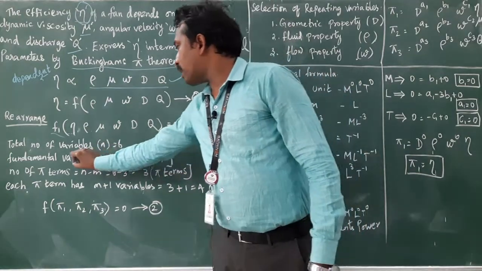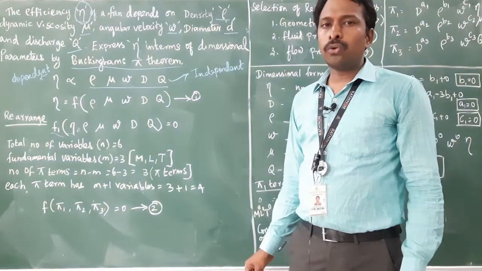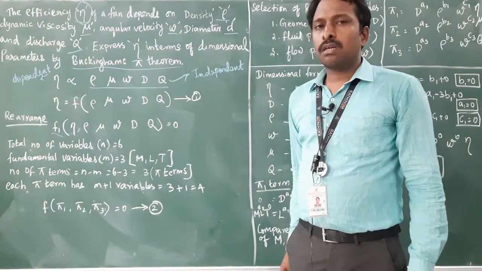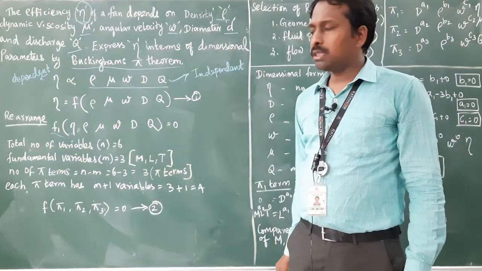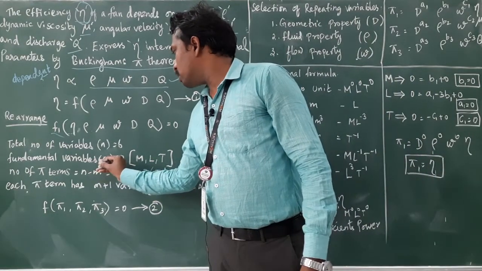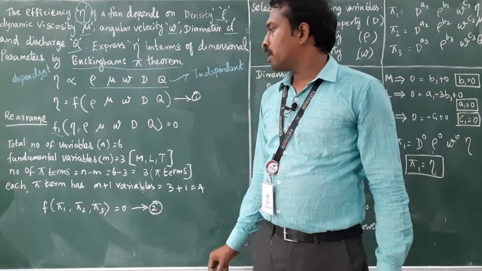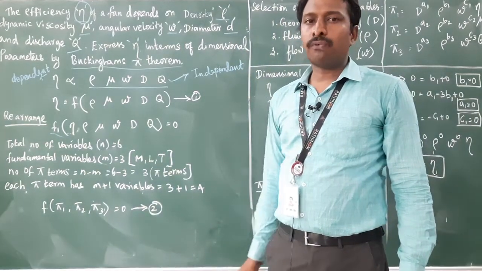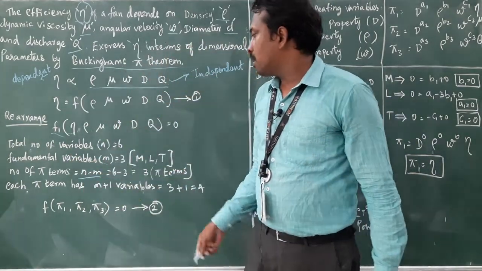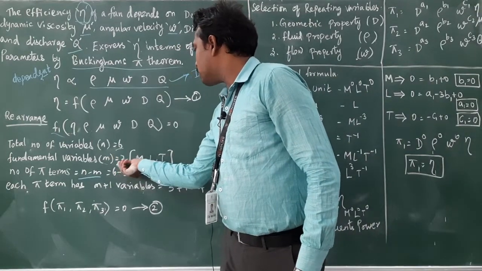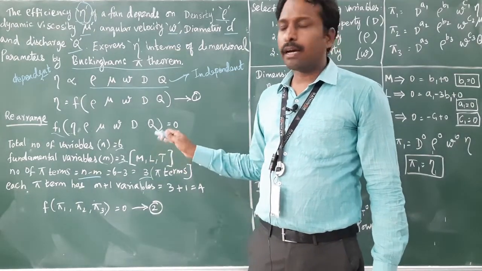And fundamental variables. Fundamental variables means which is under the fundamental units, which are mass, length and time. Mass is m, length is l and time is t. So the fundamental variables which is denoted by m, which is equal to 3. Then we need to find out the number of terms. The number of terms can be found out by n minus m. Here n is 6, m is 3, so 6 minus 3 is 3. So in this problem totally we are having 3 pi terms.